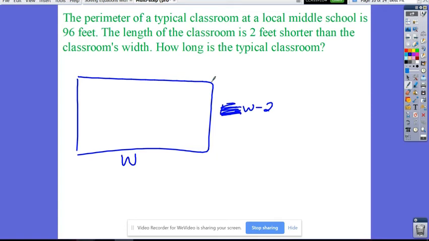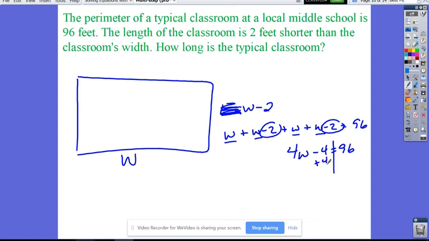We know that the perimeter is you add up this side plus this side plus this side plus this side. In other words, W plus W minus 2 in this case plus another W plus another W minus 2 is the perimeter. They also told us that the perimeter is 96. So 2, 3, 4 W's. And a negative 2 and a negative 2 is minus 4 equals 96. Let's solve. Add 4. Add 4. 4W equals 100. Divide by 4, divide by 4, W equals 25 feet.